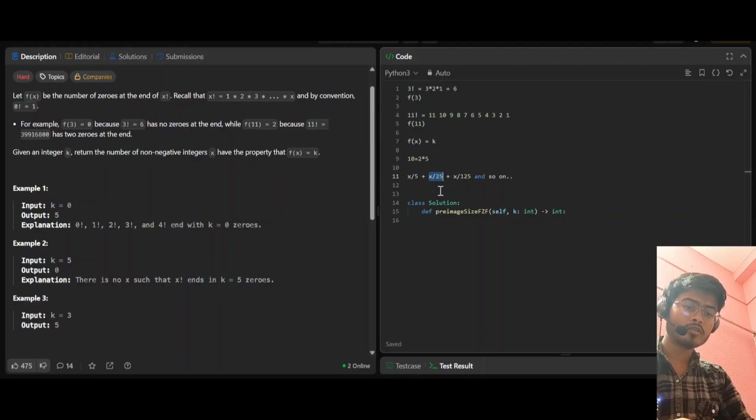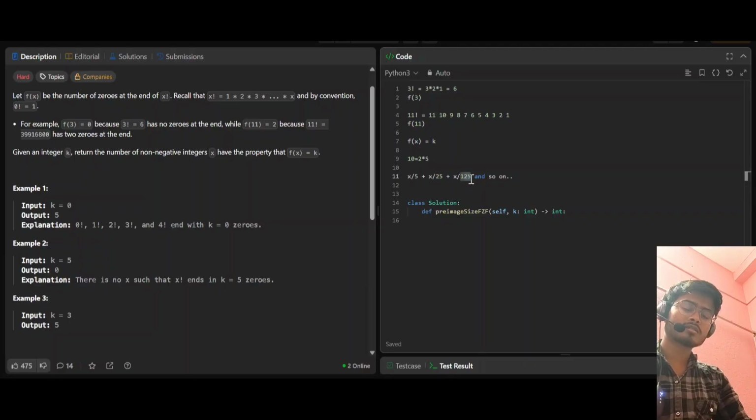And why do we include powers such as 25, 125 and so on? Because some numbers contain more than one factor of 5. For example, 25 is equal to 5 into 5, so it contributes two factors of 5. Similarly, 125 is equal to 5 into 5 into 5, so it contributes three factors of 5.